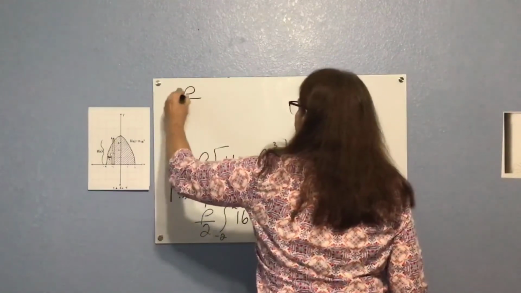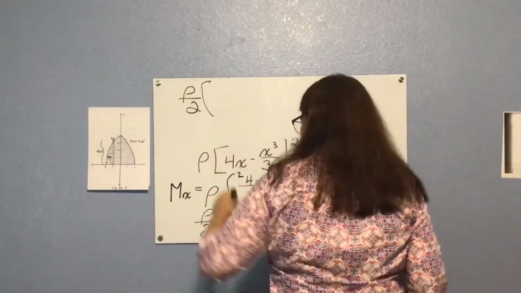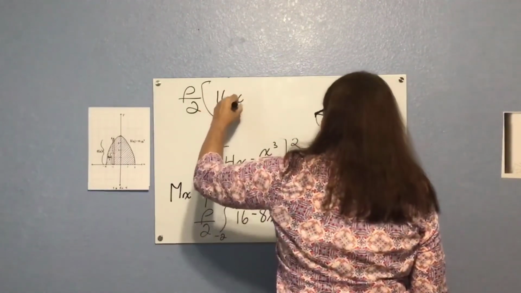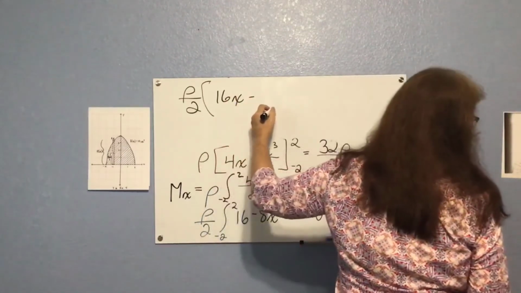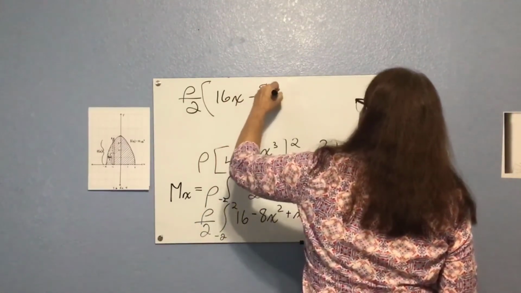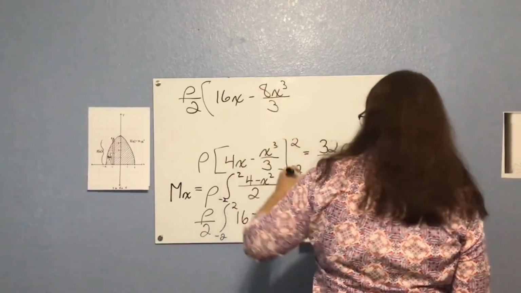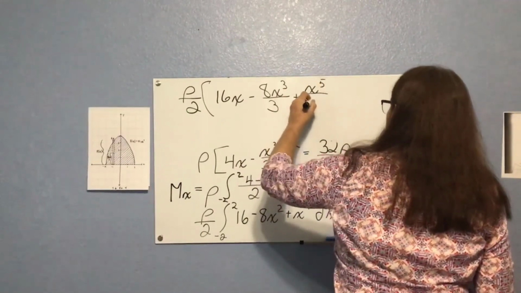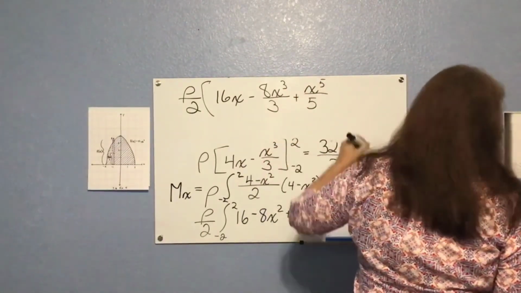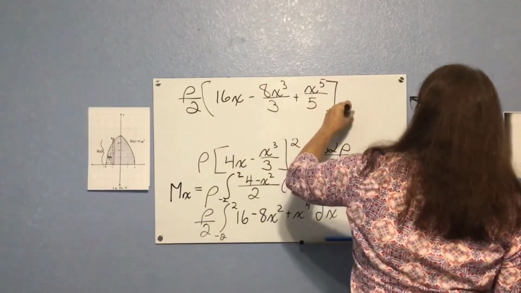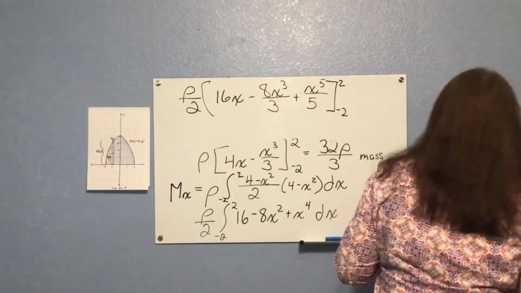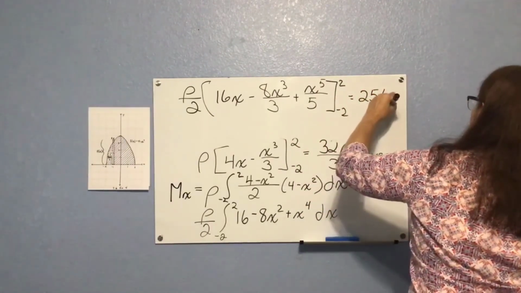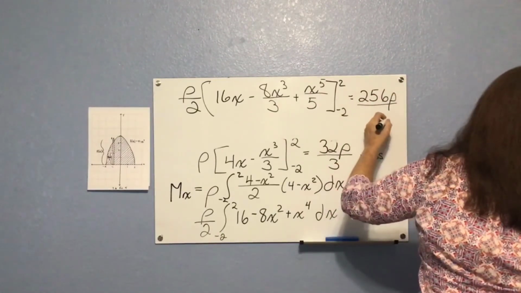Come back up here and integrate. So now I have rho over 2 times 16x minus 8x cubed over 3 plus x to the 5th over 5. And we're going to evaluate from -2 to +2, which ends up giving me 256 rho divided by 15.